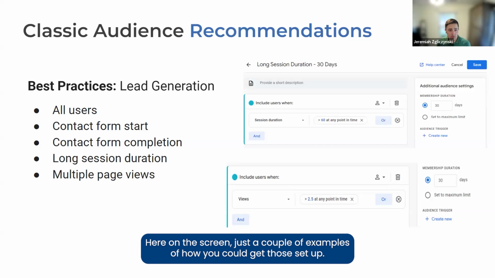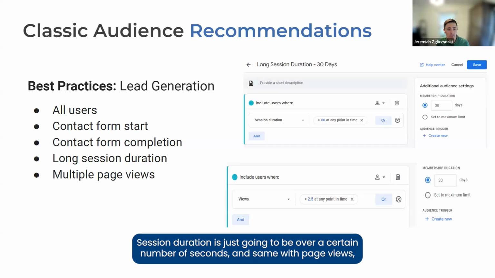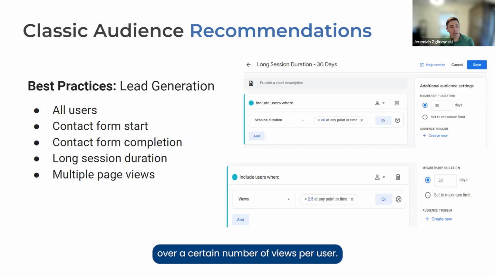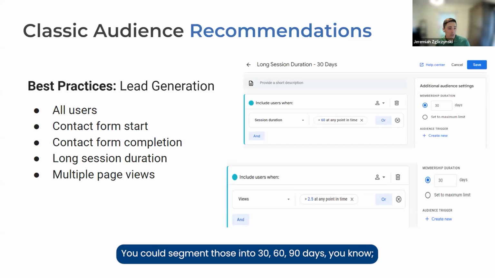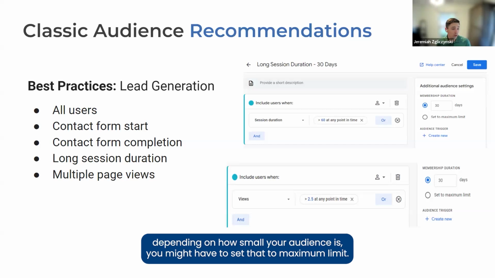Here on the screen, just a couple of examples of how you could get those set up. Session duration is just going to be over a certain number of seconds, and same with page views, over a certain number of views per user. You could segment those into 30, 60, 90 days, depending on how small your audience is. You might have to set that to a maximum limit.